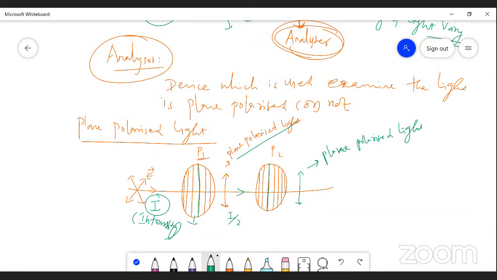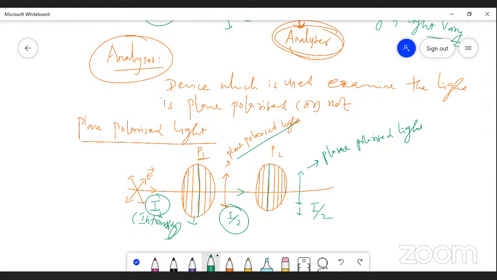Unpolarized intensity I is allowed to pass to the first polaroid. That light vibrates in only one particular plane, only one particular direction. It is called plane polarized light, with intensity I divided by 2. The remaining half of the intensity of unpolarized light is absorbed by the first polaroid. So this plane polarized light is allowed to pass to the second polaroid. That light vibration is the same, only one particular direction, which is parallel to the optic axis of the second polaroid. The intensity of emergent light from the second polaroid is also I divided by 2. Why? Both polaroid optic axes are parallel with each other.